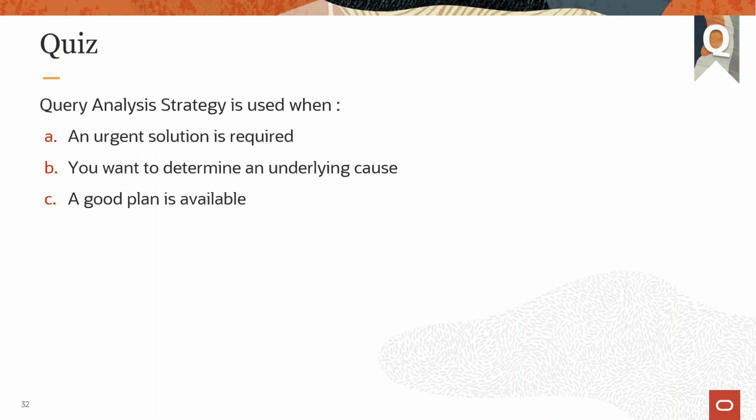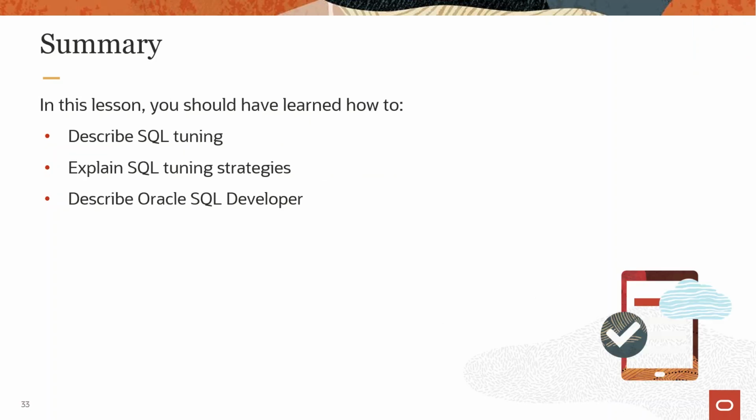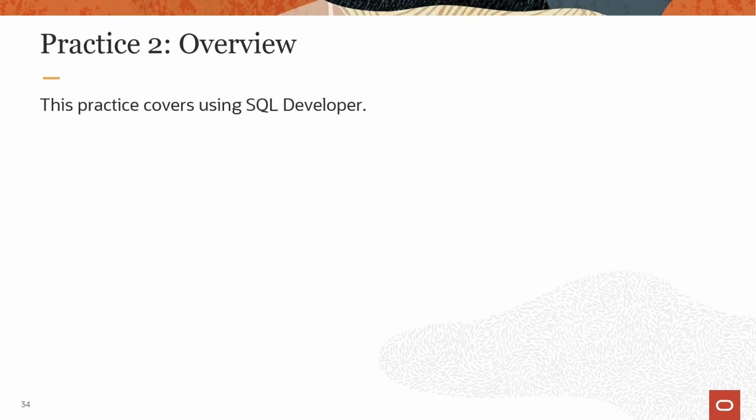Now, the query analysis strategy is used when an urgent solution is required, if you want to determine an underlying cause, or when a good plan is available. The right answer is here B. You use that strategy if you want to determine the underlying cause. So in this chapter, you should have learned how to describe SQL tuning, explain SQL tuning strategies, and describe Oracle SQL Developer. The exercises of this chapter will cover the utilization of SQL Developer.